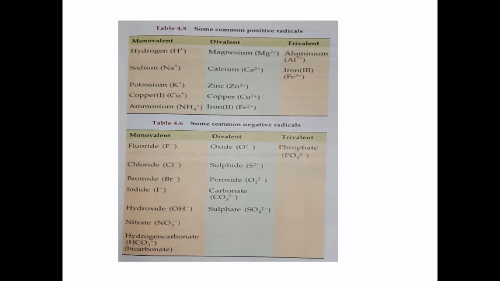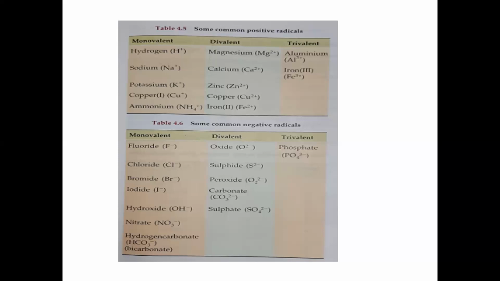Compounds of this kind are found by the combination of oppositely charged radicals in such a manner that the charges are neutralized by each other. For example, one Ca2+ positive radical will require only one CO3 2- negative radical to neutralize its charge to form the compound CaCO3, and the name of CaCO3 is calcium carbonate.